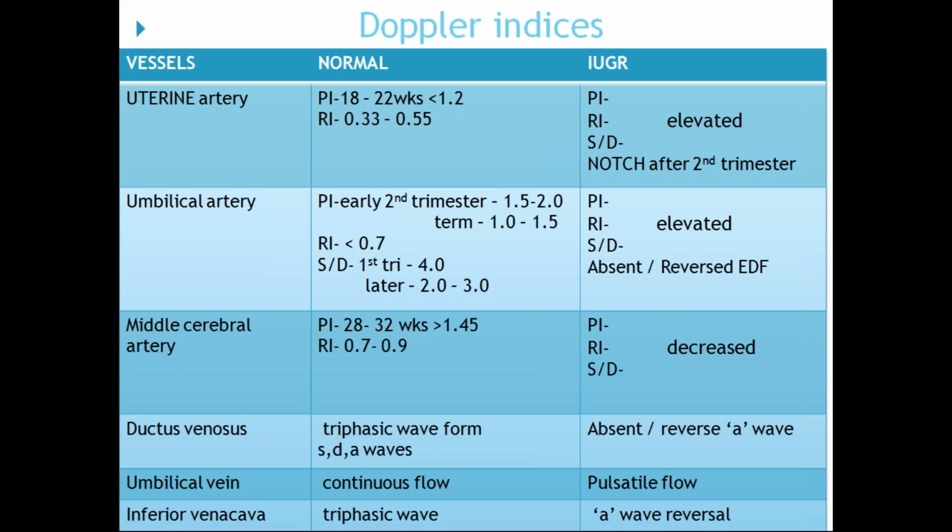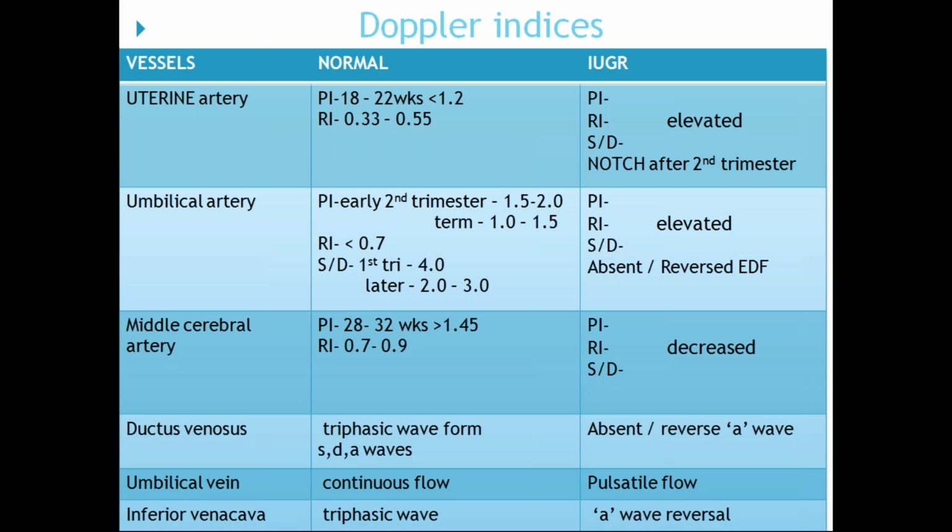We pick up the uterine, umbilical, middle cerebral, ductus venosus, and inferior vena cava vessels. Mostly we do the uterine, umbilical, and middle cerebral. So we are doing all this. In the normal case, what is it? But in case of IUGR, the PI and RI will be elevated. The same for the umbilical artery, it is elevated. But the middle cerebral artery, there is again a transferring capacity, it will be decreased.